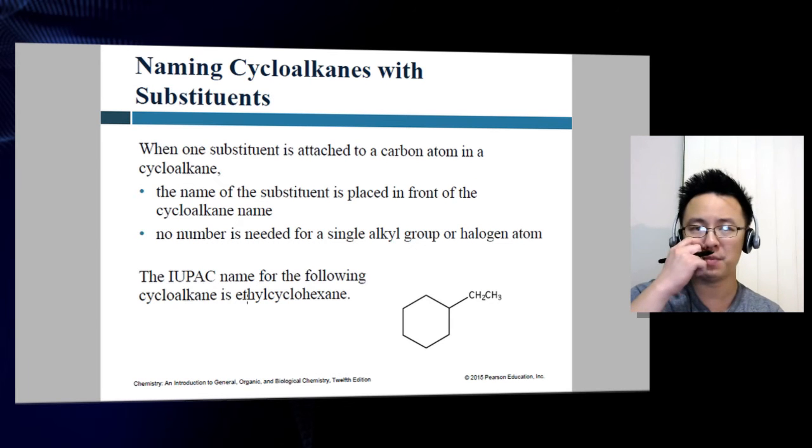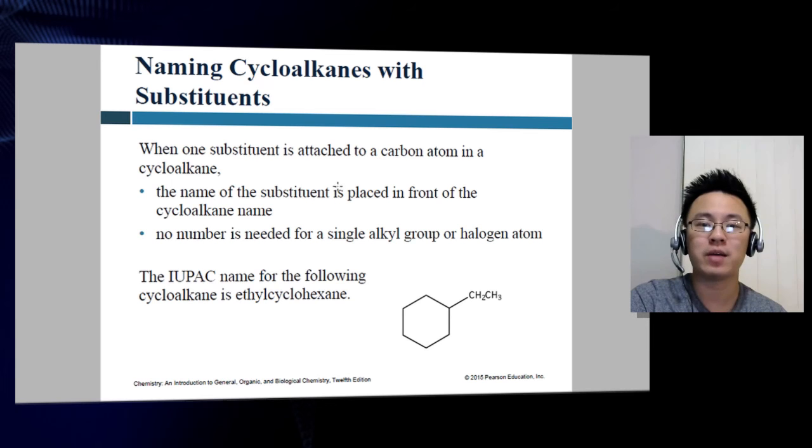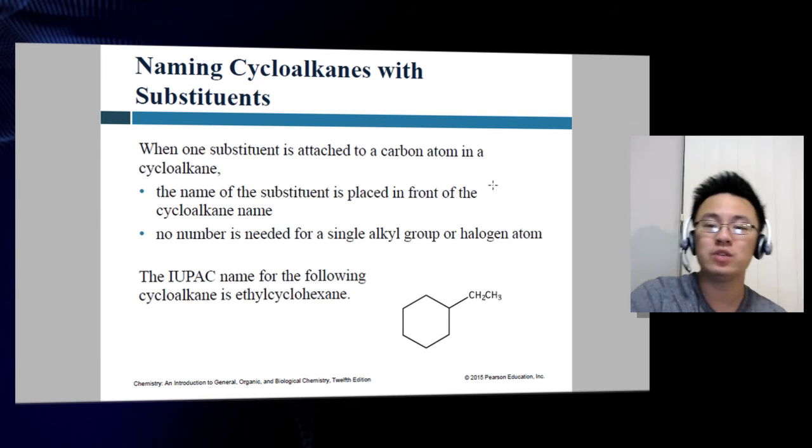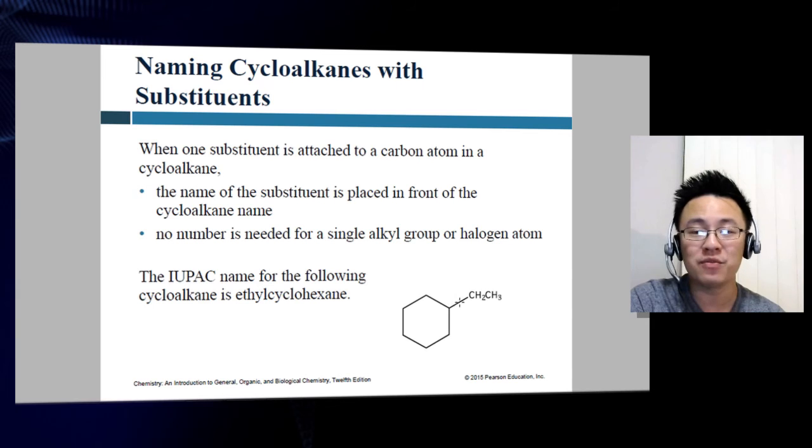Let's go ahead and name cycloalkanes. When one substituent is attached to a carbon atom in a cycloalkane, the name of the substituent is placed in front of the cycloalkane name. No number is needed for a single alkyl group or halogen group. The reason why is the same as when identifying the longest carbon chain. In this case, we're going to keep it to the cycloalkane because that is our molecule there. In this case, it is a cyclohexane.